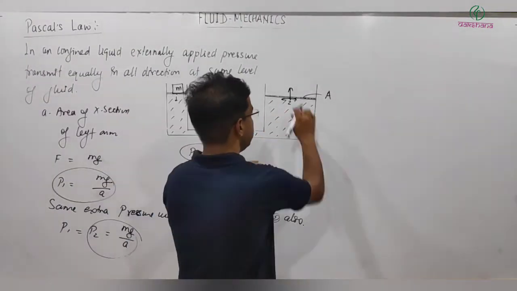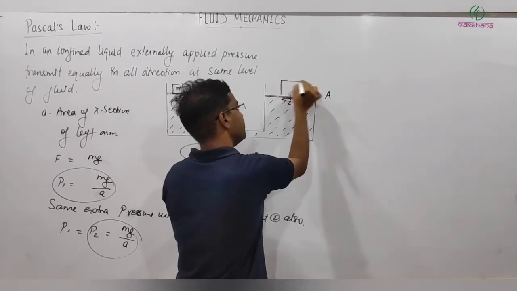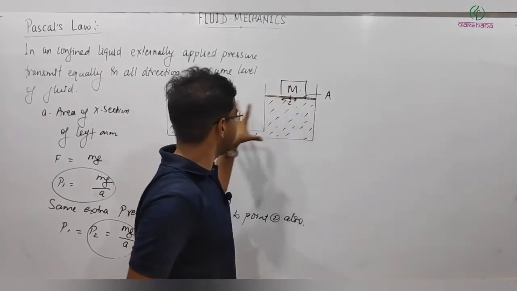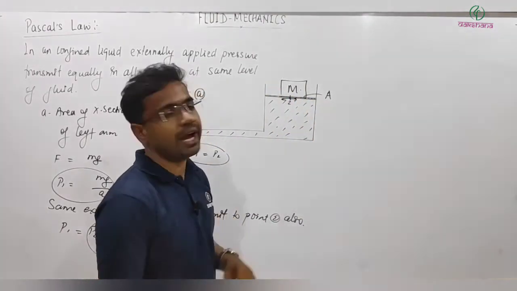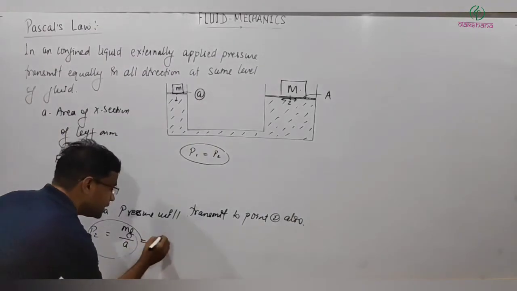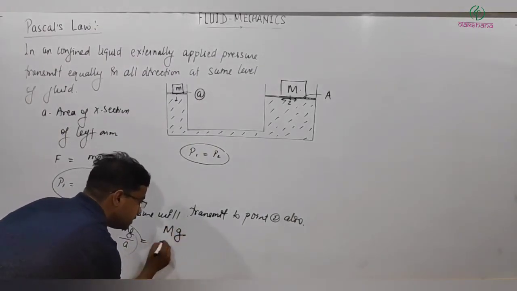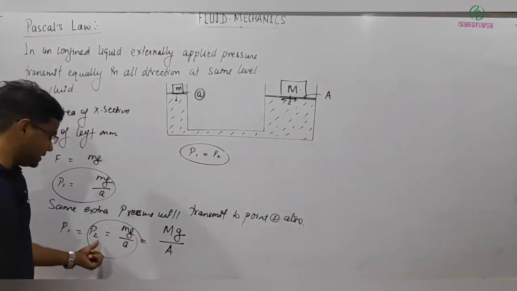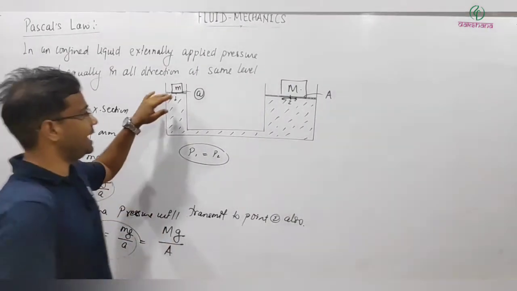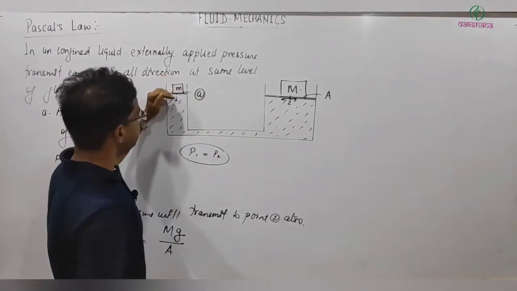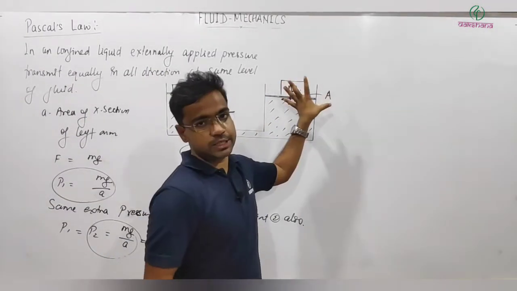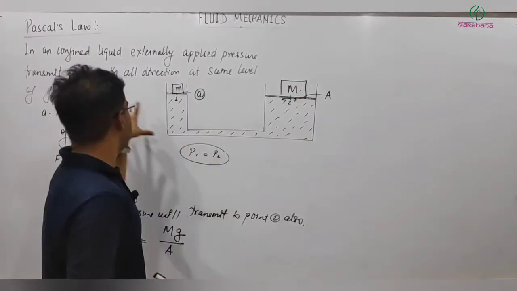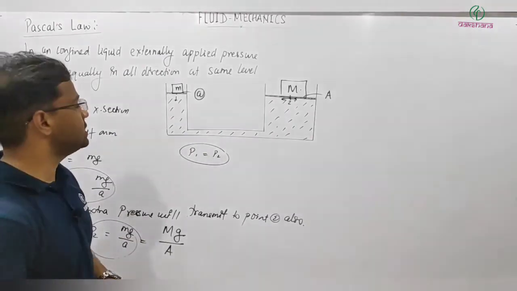But at this point I can balance even a heavy weight, capital M. This principle is used in the hydraulic lift. So P2 can be written as capital M, the heavy weight, times g divided by capital A, the area. This pressure is exactly equal to balance this, so by this principle, a small weight can lift a large weight. This principle is used in the hydraulic lift, and this principle is termed Pascal's law.